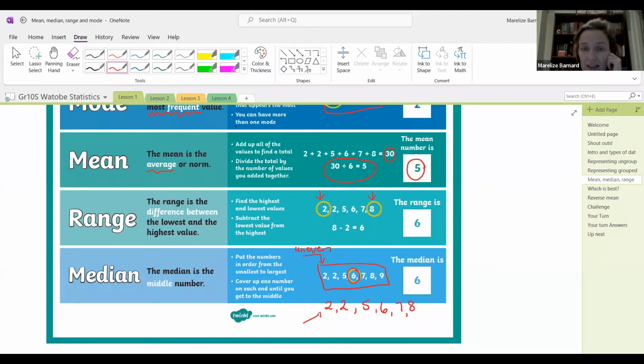But if you have an even number of data values, like here we've got 1, 2, 3, 4, 5, 6 data values, then we have to take the middle two data values, 5 plus 6, and divide it by 2 to get the median. So that you only do if you have an even number of data values. So that's 11 divided by 2. That gives me 5,5. Okay.